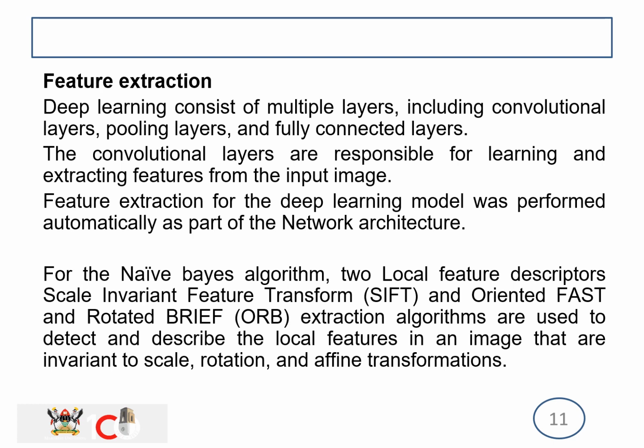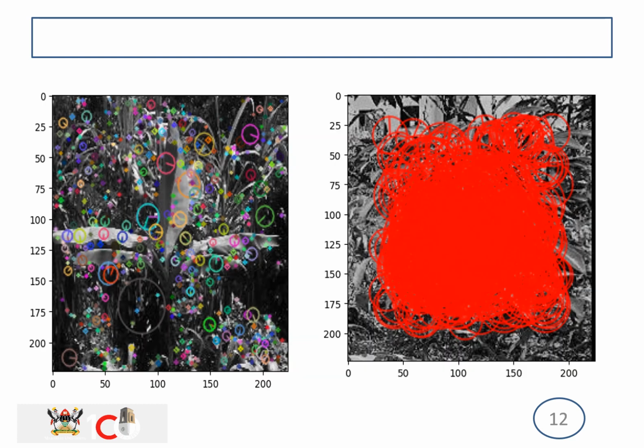As for the naive Bayes algorithm, I employed two local feature descriptors, SIFT and ORB, for extraction of features within the images. Looking at the first image here, this is an image of banana or matoke, where SIFT has been applied to extract the features for learning and prediction.